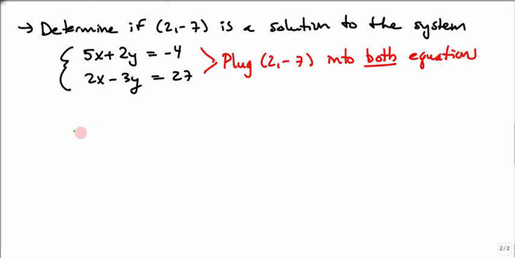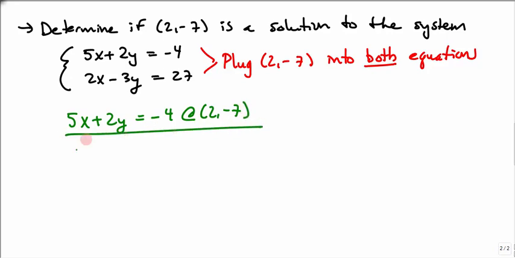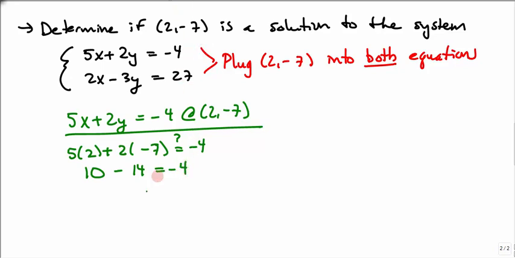Okay, so let's go ahead and get started with 5x + 2y = -4. That's (2, -7). So again, I'm plugging in a 2 for my x, a -7 for my y, and I'm checking to see, does this equal -4? So 10 minus 14, -4 equals -4, so this checks. But I have to check both.